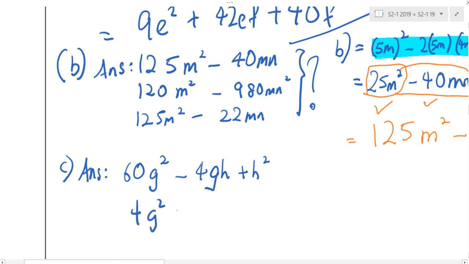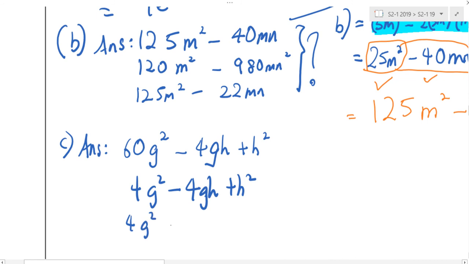4g square, but minus 4gh, plus h square. Anyone else got a different answer? Ridwan, what's your answer? 4g square, plus 4gh, minus h square.